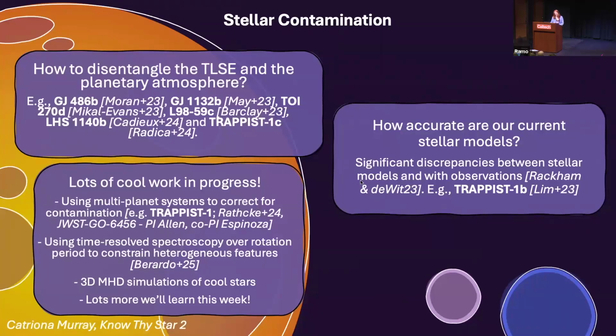So thanks to Ben and everyone else for introducing stellar contamination. We're already seeing this become a major limiter in the era of JWST for our planetary inferences. We're struggling to disentangle the transit light source effect from the planetary atmosphere. We're struggling with the discrepancies between our 1D stellar models as well as between those models and empirical data. But there's lots of cool work in progress that everyone has been presenting in this conference that I am excited for.